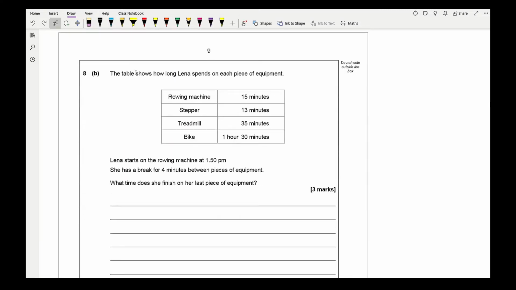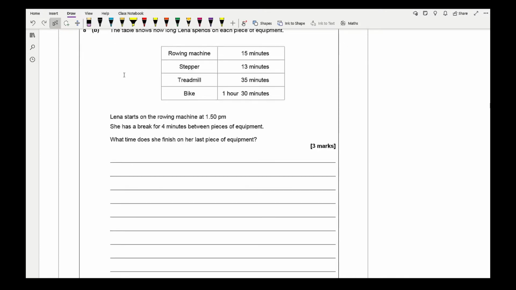And then moving on to question 8b. Now with question 8b, it says that the table shows how long Lena spends on each piece of equipment. It says Lena starts on the rowing machine at 1:50 p.m. She has a break of 4 minutes between each piece of equipment. What time does she finish on each piece of the equipment?